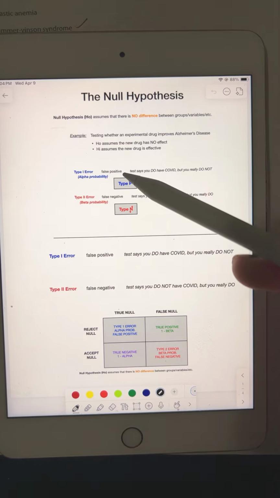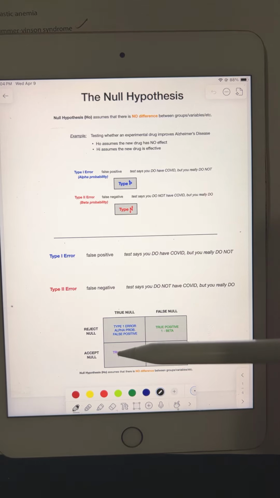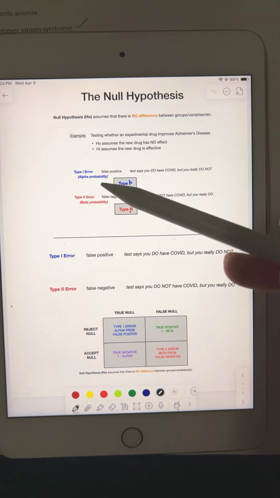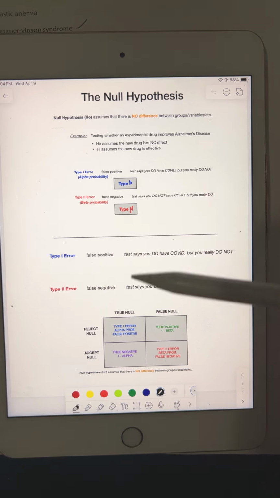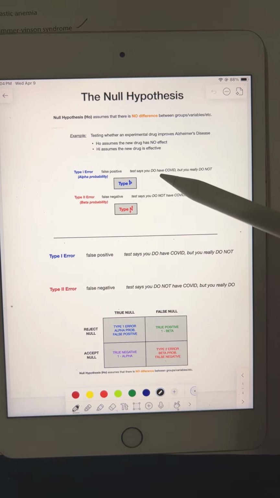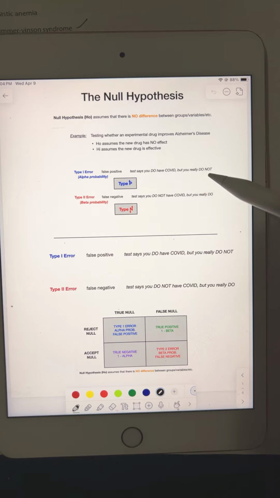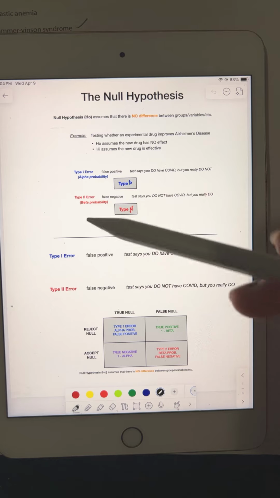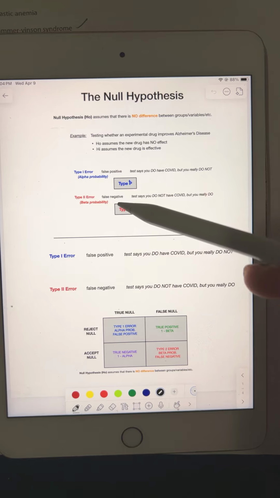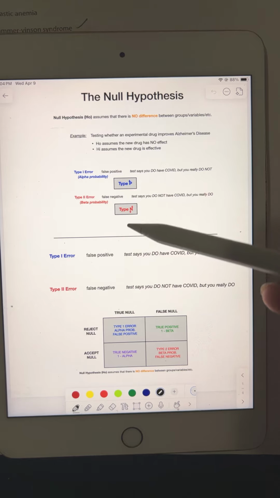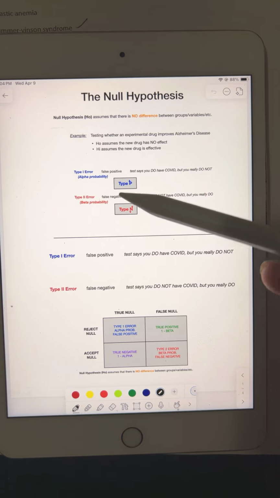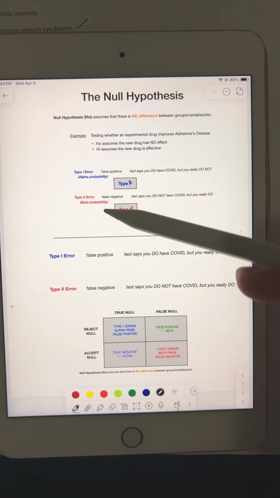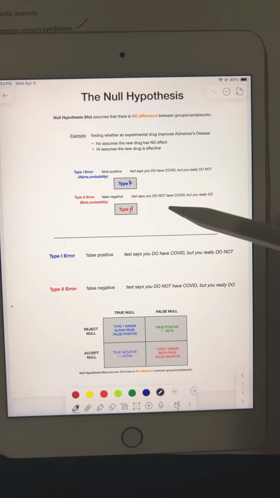Type 1 error is a false positive, and it is called the alpha probability. Tests say you do have COVID, but you really do not. So there is an error then, right? Then we have type 2, that will be a false negative. See, it goes in 2 directions, so it will be type 2, also called the beta probability. Tests say you do not have COVID, but you really do. So you have COVID.